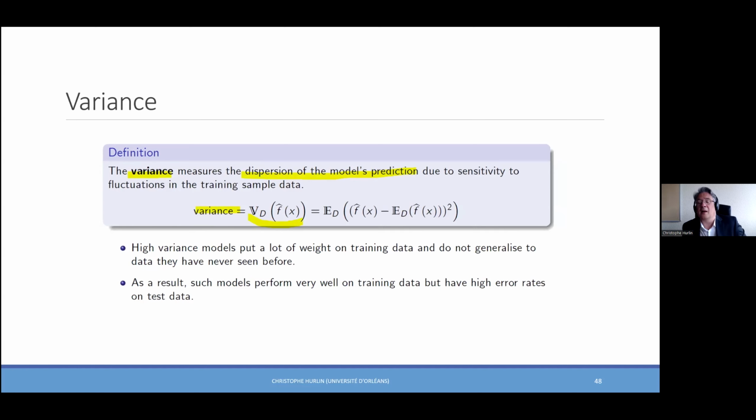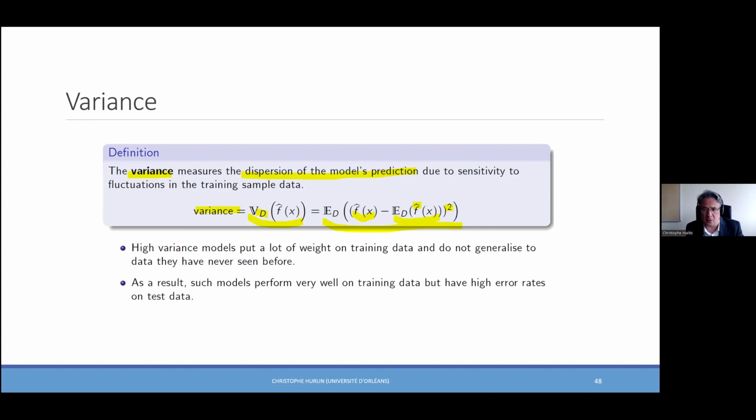The variance is also defined on the test set. You know the definition of the variance: it is the expectation of the squared difference between y and the expectation of y. It is the same here: you have f hat minus the expectation of f hat, squared, and you consider the expectation of this quantity.